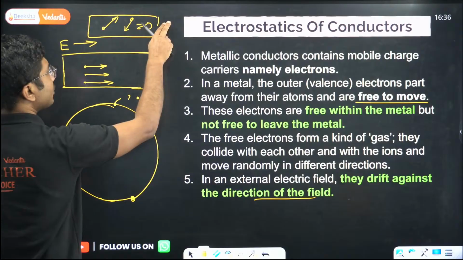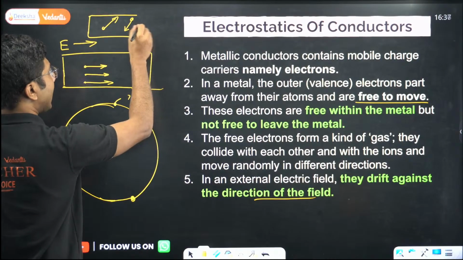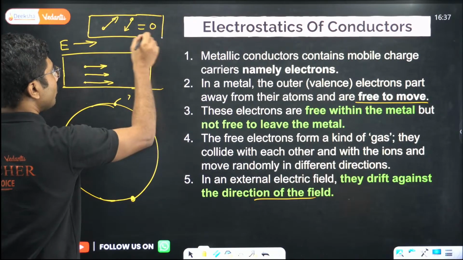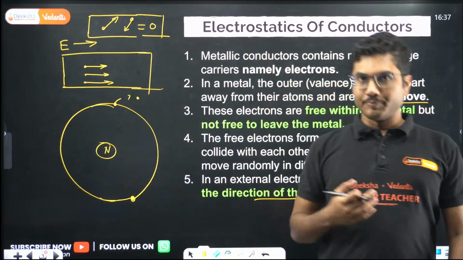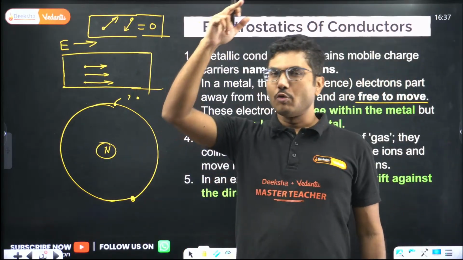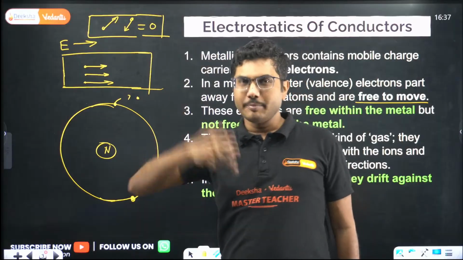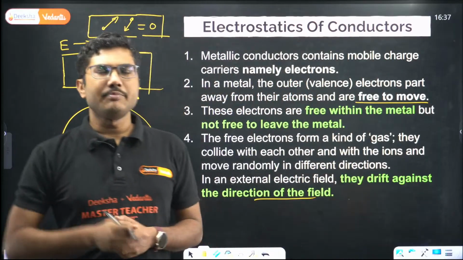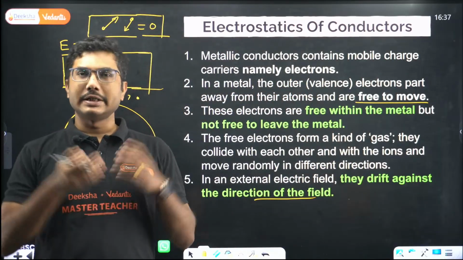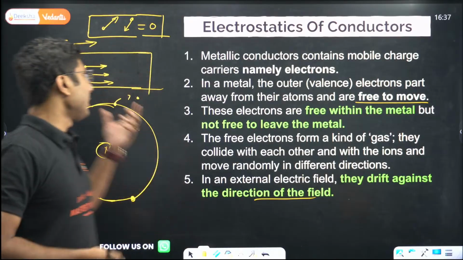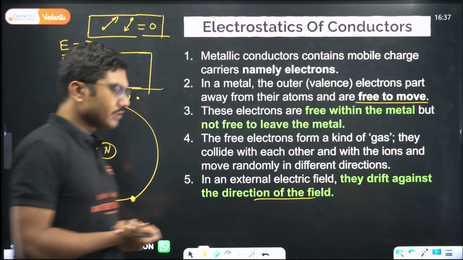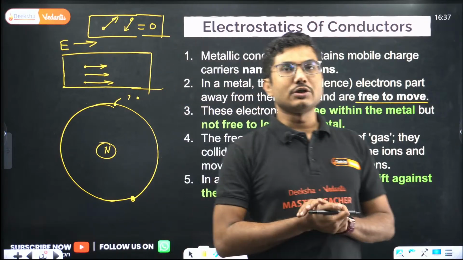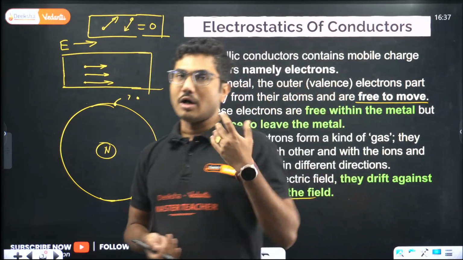Overall motion was 0, because even though they are moving randomly, if you take the sum of random motion, it always comes out to be 0, right? Because if you can go positive, you can come back negative. So after some point of time, if you add all the motion, it basically gives you 0 motion. But when there is an electric field, the electrons are on average moving in a particular direction. That is called drifting or drift motion.